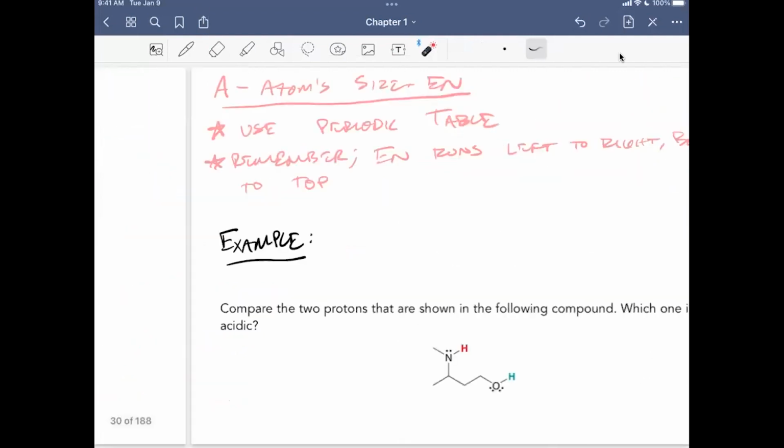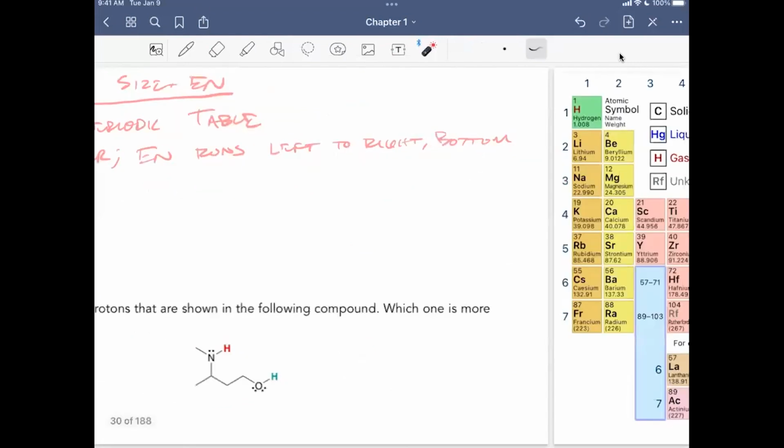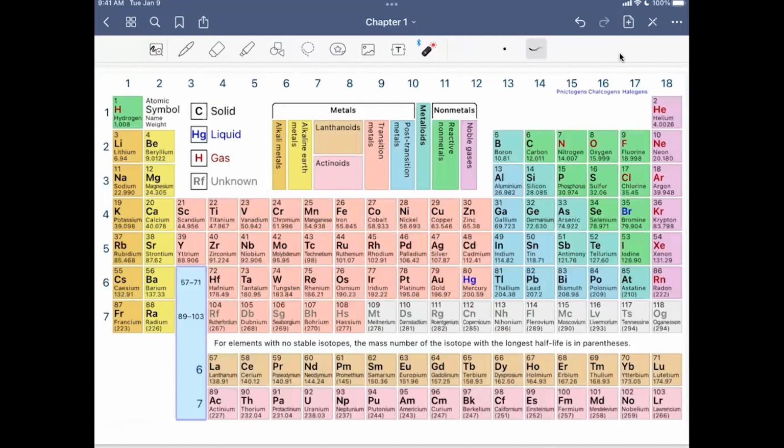So I'm going to go through each one of the letters of ARIO, and let's start with A. So the atom size and electronegativity. For this one, I said please use the periodic table. For an exam, you're definitely given a periodic table. So remember that the electronegativity runs left to right and bottom to top. So again, electronegativity goes from left to right and from bottom to top.